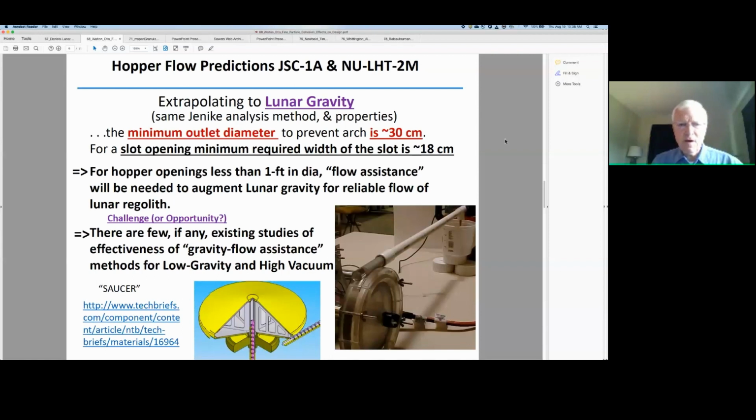There's theory for bins and hoppers that has been verified. Glenn had JSC-1A tested. Turns out you need about a 6 centimeter opening. If you then take that exact same theory and go to low gravity, instead of being 6 centimeters, it's a 30 centimeter opening. That means that hopper openings that are smaller than a foot in diameter are probably going to require some kind of flow assistance. So there are ways that you can get around doing that, but that is not an easy way of handling it.